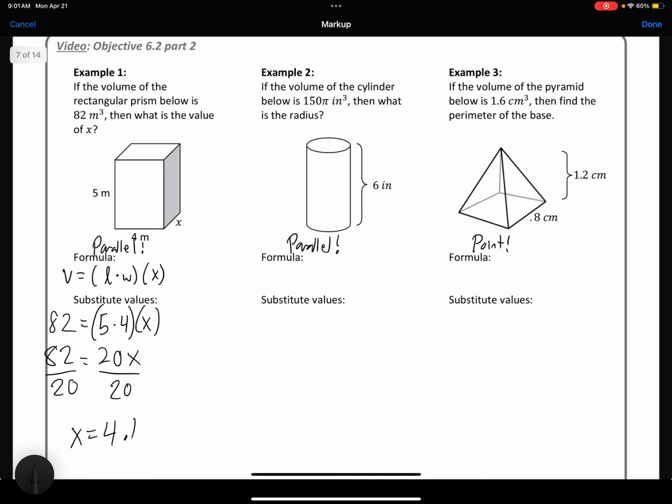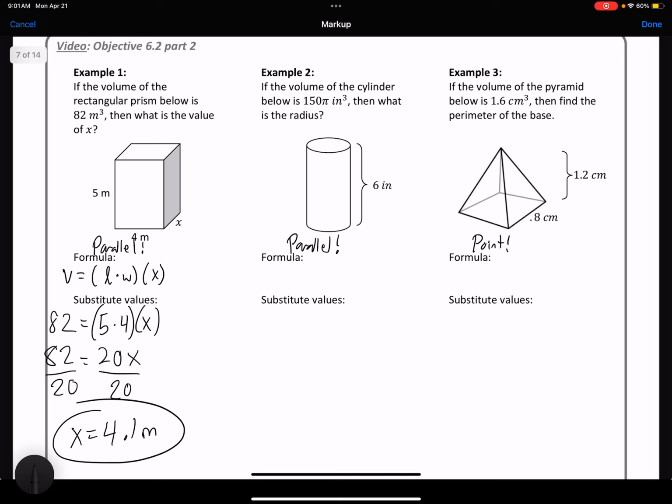And what units do you use? Well, we know we're doing cubic meters here, so we'll do 4.1 meters because we want to use meters for every dimension. And that's our answer, 4.1 meters. And then you can double check that. 5 times 4 times 4.1, 20 times 4.1 is going to equal, just double checking this, yes, 82.